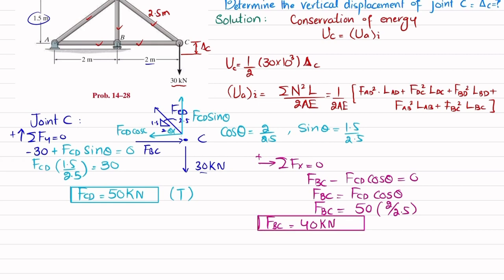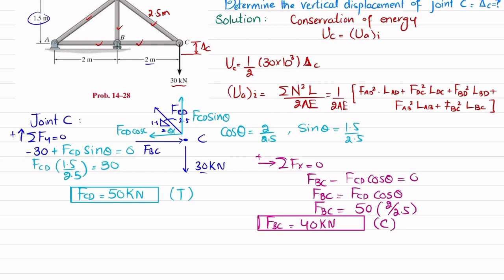Now you can see that this force FBC is in this direction. The member applying force at point C is in this direction. As a result, by Newton's third law, this FBC will be in compression. So I will write it here as compression. Now we have this force.